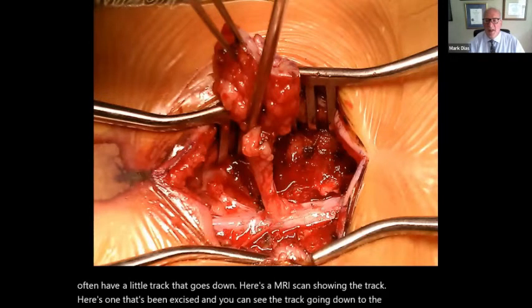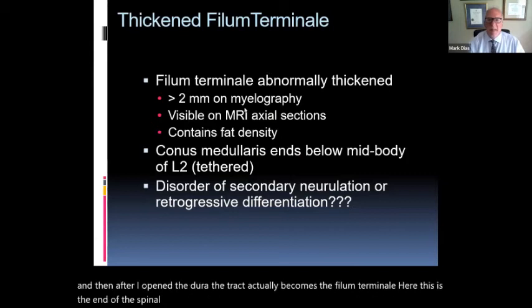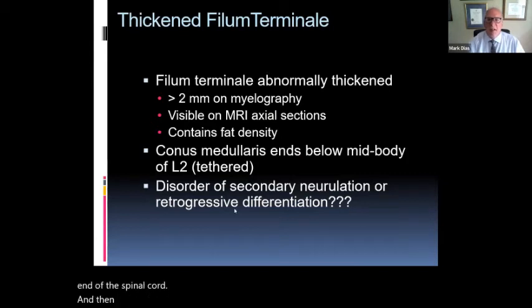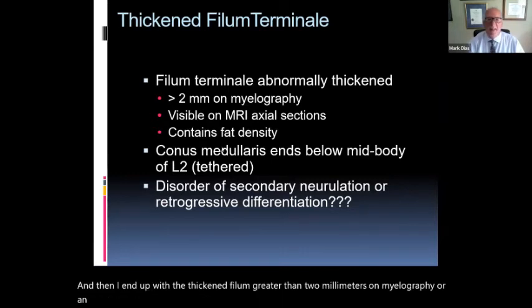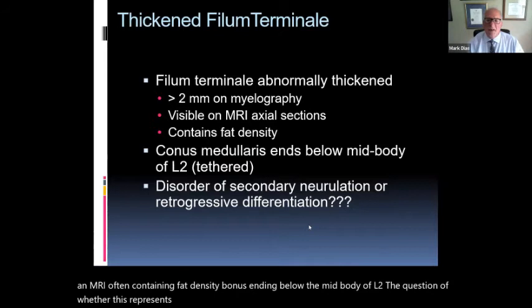And then after I open the dura, the tract actually becomes the filum terminale here. This is the end of the spinal cord. And then I'll end up with the thickened filum, greater than 2 millimeters on myelography or on MRI, often containing fat density, conus ending below the midbody of L2. There's a question of whether this represents an embryological disorder of secondary neurulation or even retrogressive differentiation. I don't think we know the answer to that.